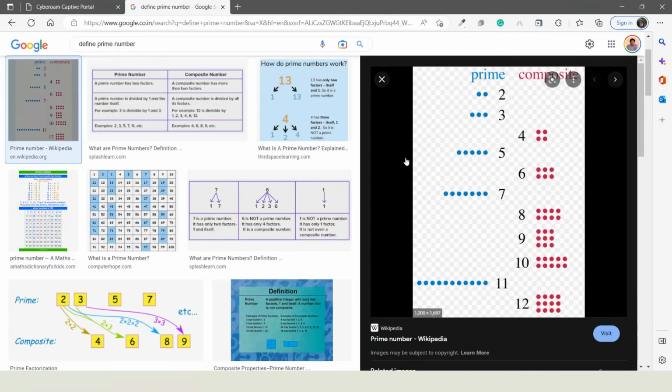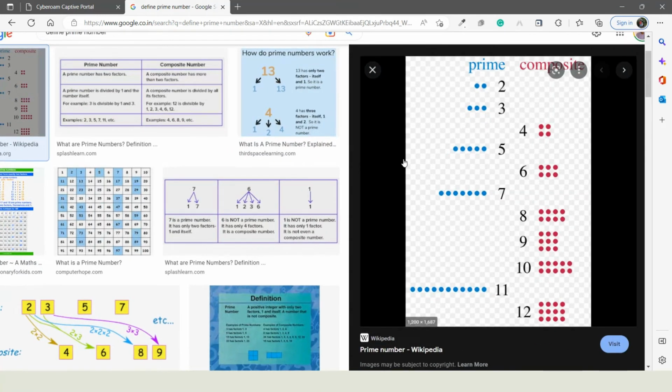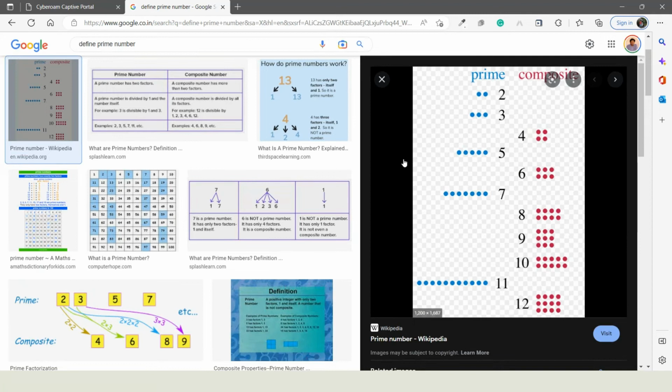You can see I'm giving you some examples of prime numbers. 2 is a prime number, 3 is a prime number, 5 is a prime number, 7 is a prime number, and 11 is a prime number, right? By looking at the screen, you will be able to know that the smallest prime number is 2.